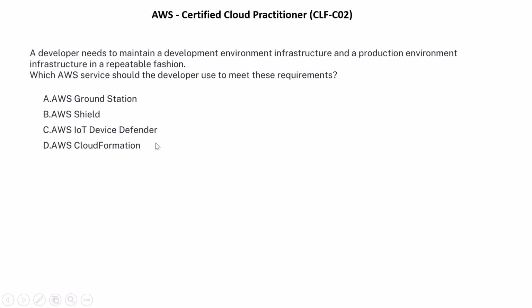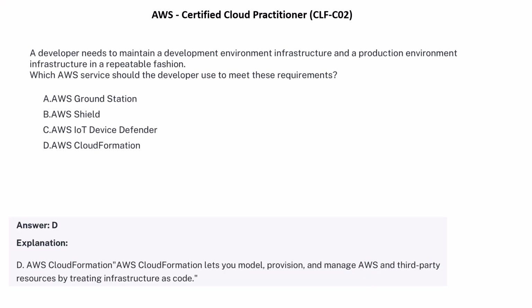Next question. A developer needs to maintain a development environment infrastructure and a production environment infrastructure in a repeatable fashion. Which AWS service should the developer use to meet these requirements? The options are option A, AWS Ground Station, option B, AWS Shield, option C, AWS IoT Device Defender, option D, AWS CloudFormation. The correct answer is option D, AWS CloudFormation.